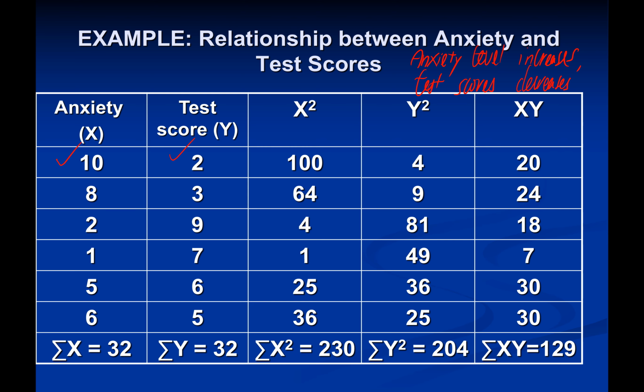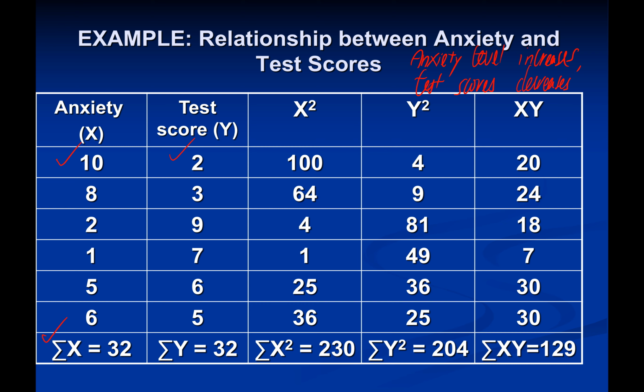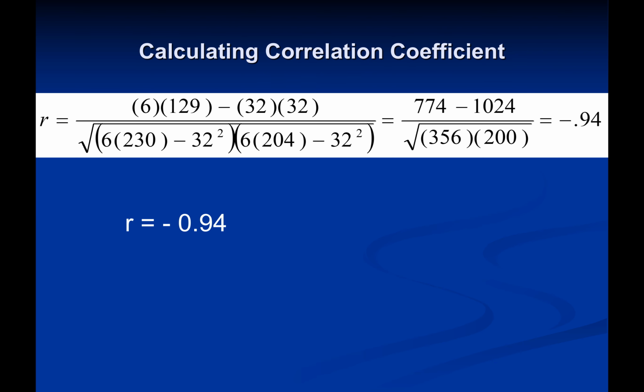So we do the prep work, get all these sum of x, sum of y, sum of x squared, sum of y squared, summation xy, step by step. Get these total numbers, and then we plug into the formula. Then the R turned out to be negative 0.94. You can try on your own. And this is definitely what we call a strong indirect correlation.